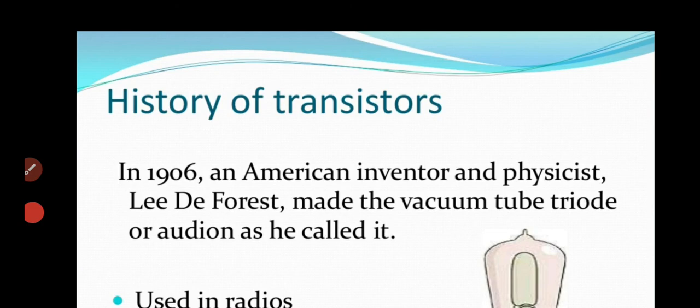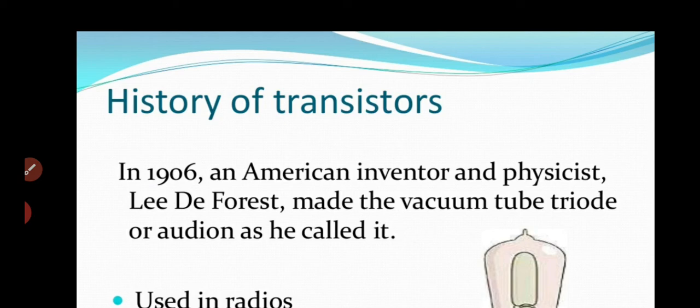Before going toward the history of transistor, we will know the definition of transistor. Transistor is a semiconductor device used to amplify or switch electric signal and electric power. Now we study the history of transistor.